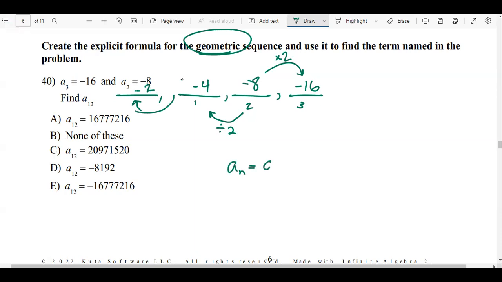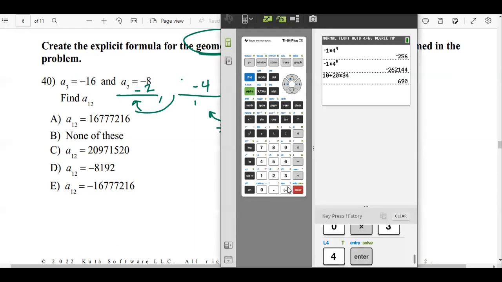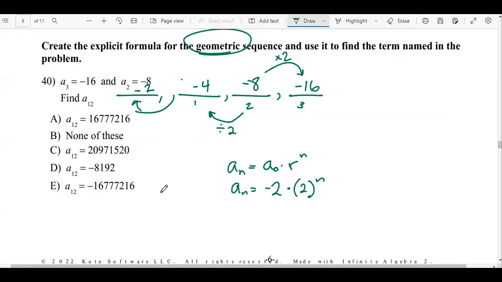So any term is the 0th term times the ratio to the term number. 0th term is -2. The ratio is 2 to the n. So we just plug in a 12 right there. -2 times 2 to the 12. That's -8192. Have a good day.